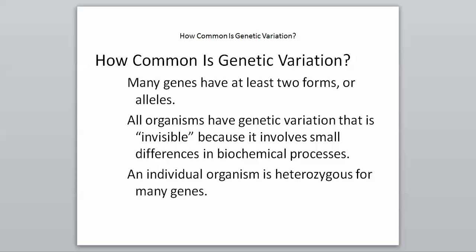Many genes have at least two forms or alleles, which again we reviewed the other day, and all organisms have genetic variation that is invisible because it just involves small differences in some of the biochemical processes. That just means a biochemical process could have two small differences inside of the same gene between two different organisms, and that is genetic variation. They're not identical genetically. And individual organisms are often heterozygous for many genes, meaning that they have one dominant allele and one recessive allele. Again, these are all words that we went over, and should be review from our genetics chapter. So this is a common source of genetic variation.